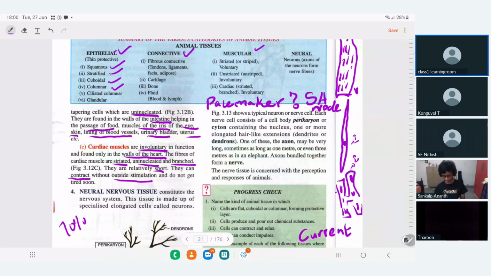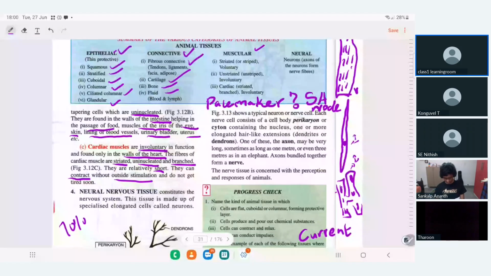Yes, sir. And then coming to connective tissues, there are areolar connective tissue, fibrous connective tissue, bones, adipose tissue, cartilage, and fluid connective tissue: blood and lymph. Cartilages are soft bones. Bones are hard bones. Tendons connect muscle to bone, and ligaments connect bone to bone. Okay. Fine.